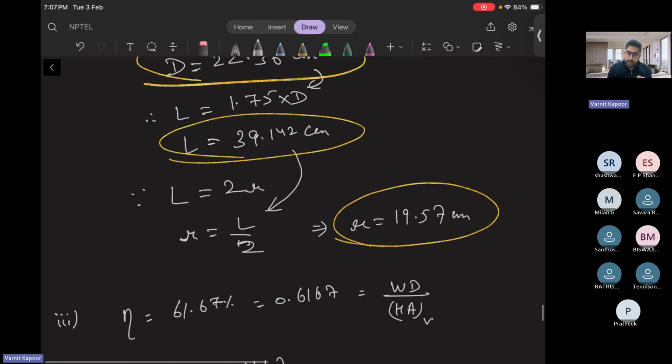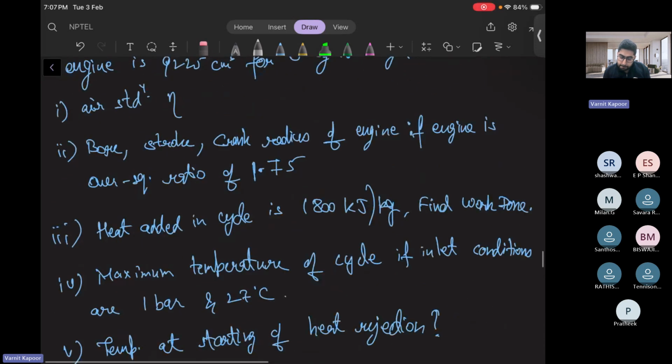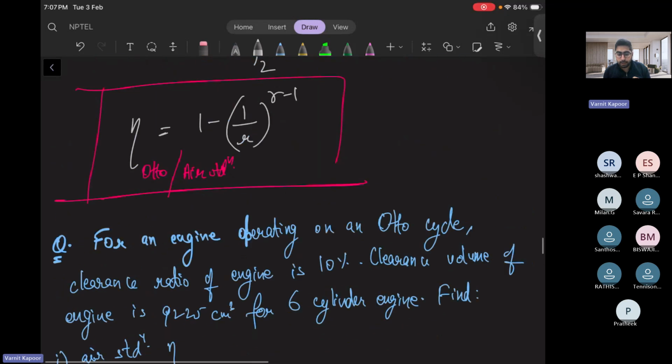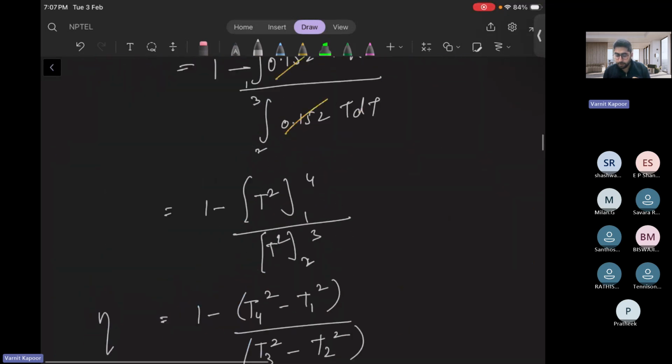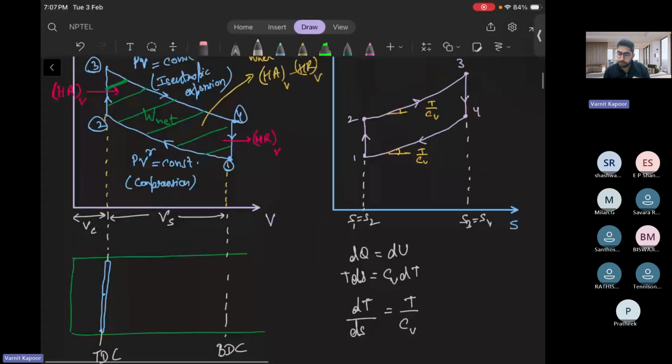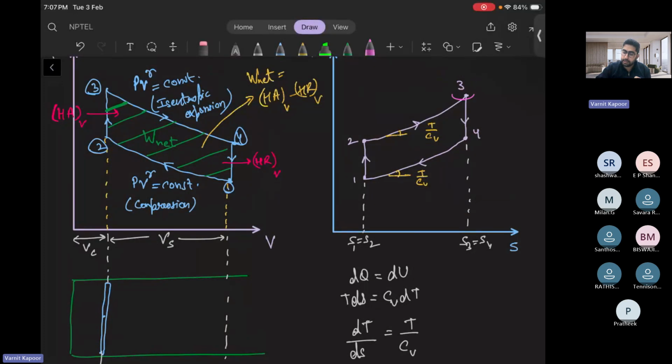But what they have asked is the maximum temperature of the cycle, and that is not T4. If you go to the cycle, the maximum temperature of the cycle is T3. You know T1 and you know T4, but you don't know T2 and T3 so far. Let us find out.